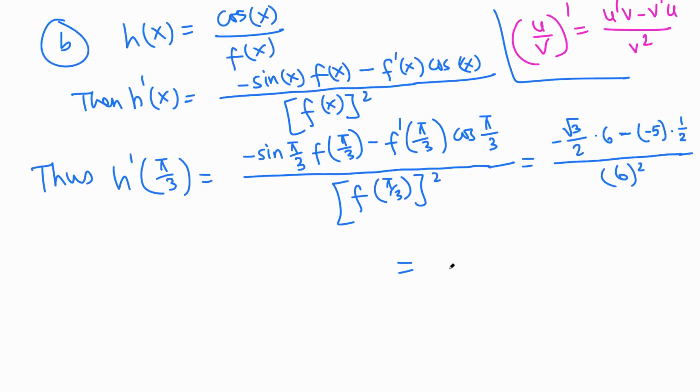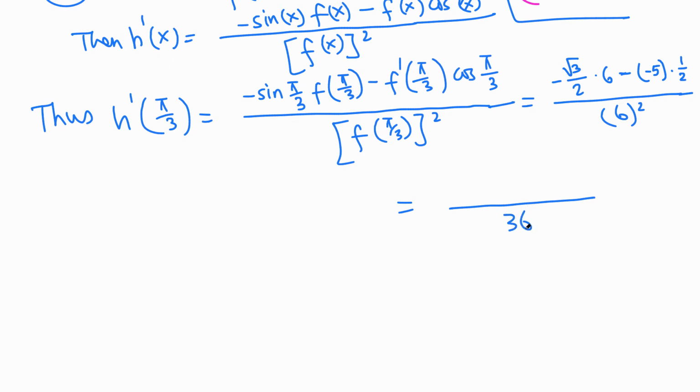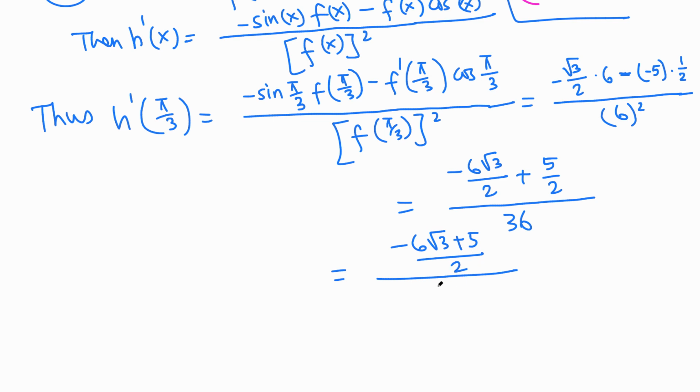Just simplify this. On the bottom we got 36. Now, like last time, I'm not going to cancel. We can cancel, but I'm not going to. Negative 6 root 3 is on the top, over 2. The 2 goes into 6 three times, but I want to save this because I see 1/2 in the next expression. So this is minus and negative, plus 5 over 2. On the top we can combine these two fractions: negative 6 root 3 plus 5 over 2, all over 36.